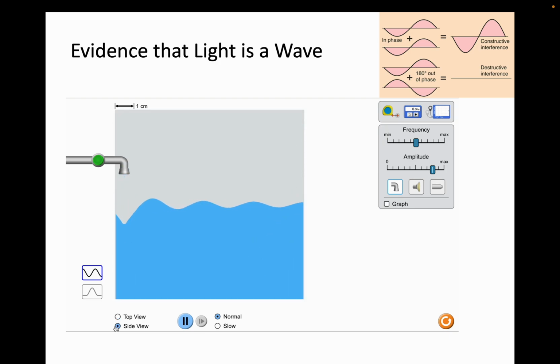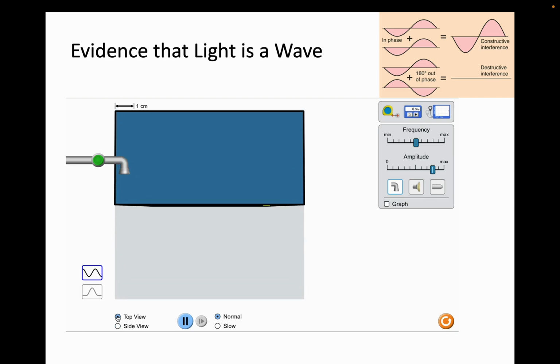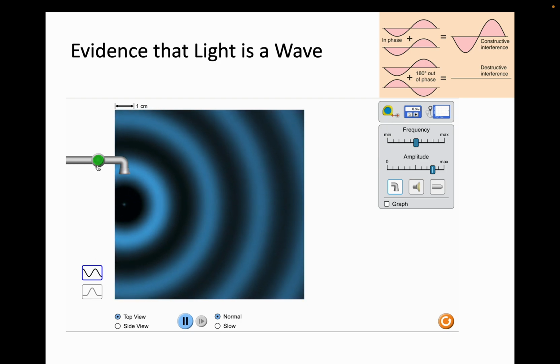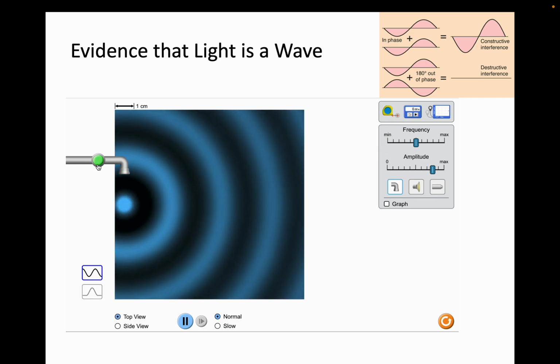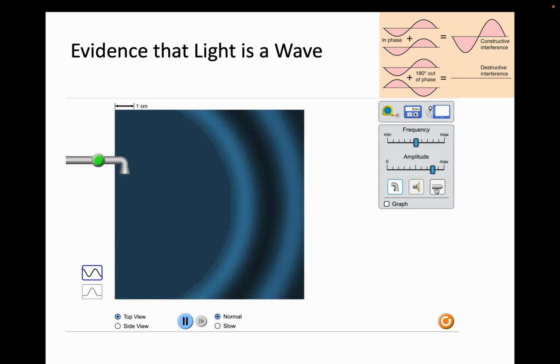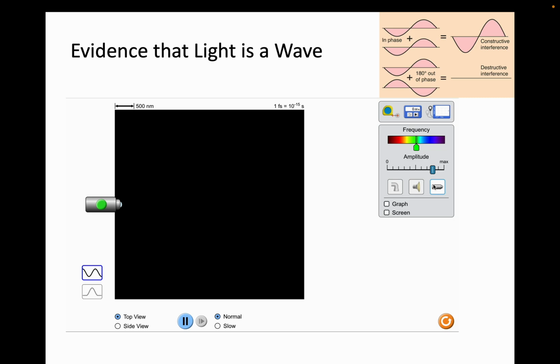If we were to look at the side, we see how the water is going up and down, up and down. And that's what the top view is representing. The light and dark is representing peaks and troughs for the water. What if we switched it, and instead of having a tub of water, the source was a laser?